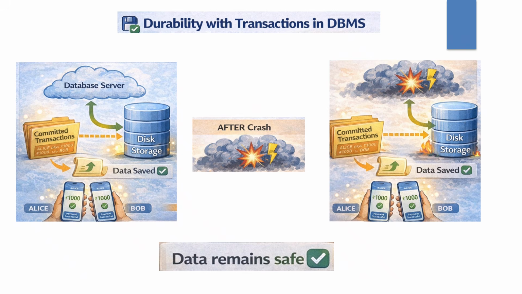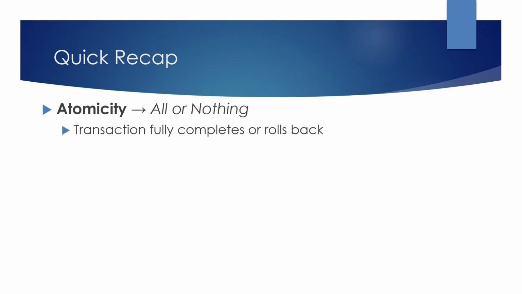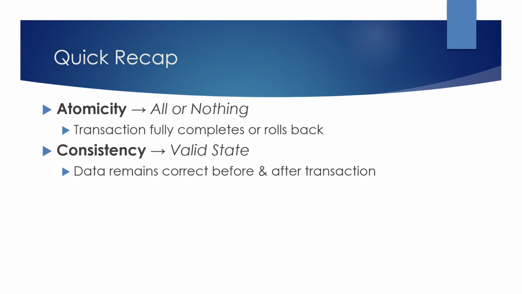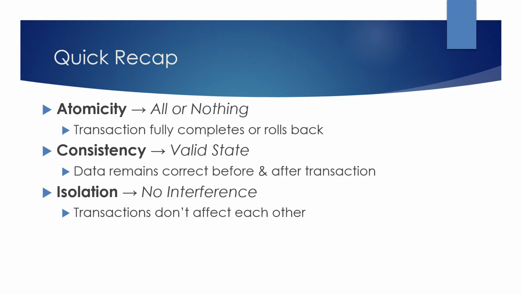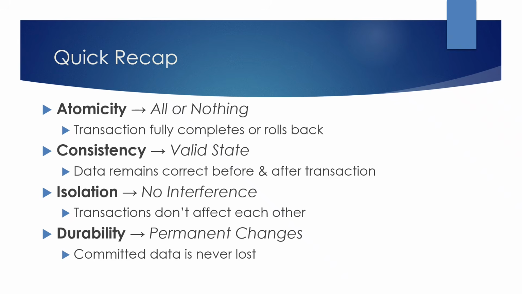So these are the ACID properties, which are very important for transactions. A quick recap: atomicity, all or nothing, the transaction fully completes or rolls back; consistency, valid state, data should remain correct before and after the transaction; isolation, no interference, transactions should not affect each other's execution; durability, permanent changes, committed data should never be lost.